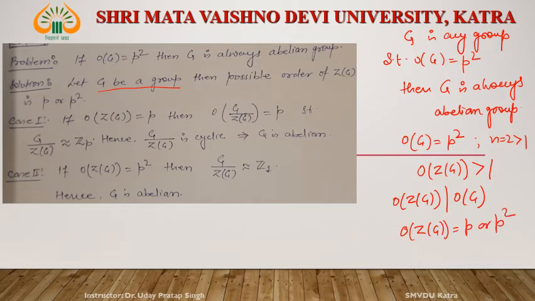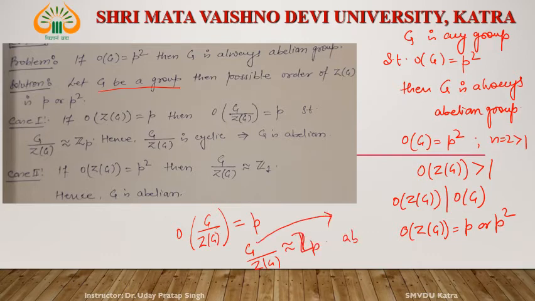Suppose the order of ZG is P. Then the order of G by ZG is P. Then G by ZG is isomorphic to ZP. Then by the G by ZG theorem, G is abelian. And if the order of ZG is P square, then ZG is equal to G. Since ZG is abelian, therefore G is abelian. So any group of order P square is always an abelian group.